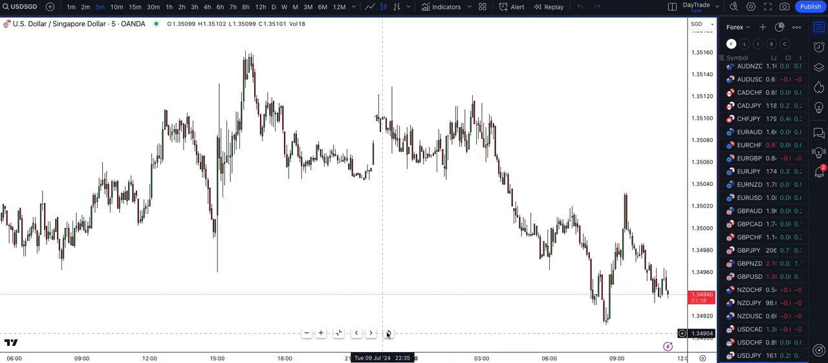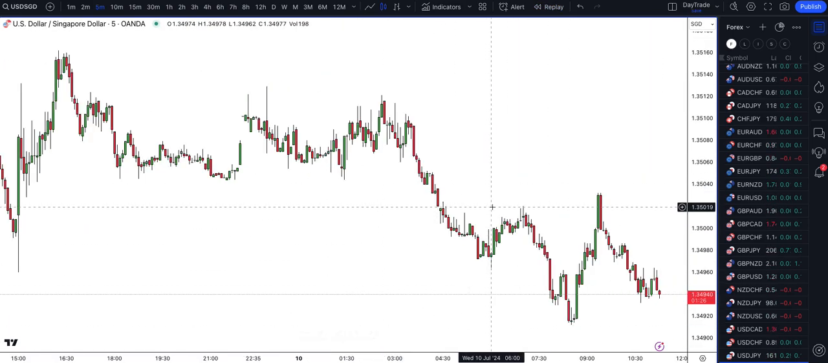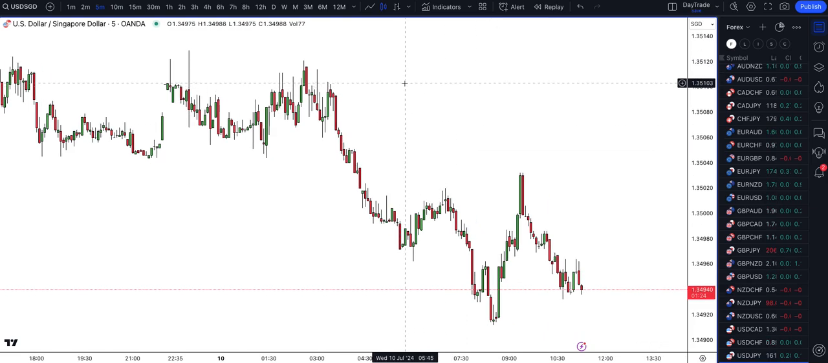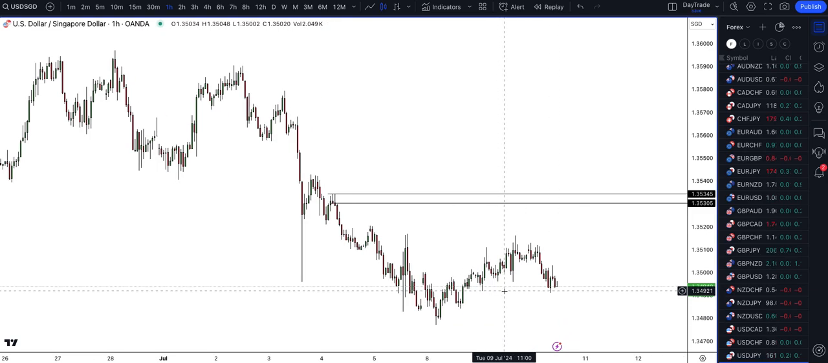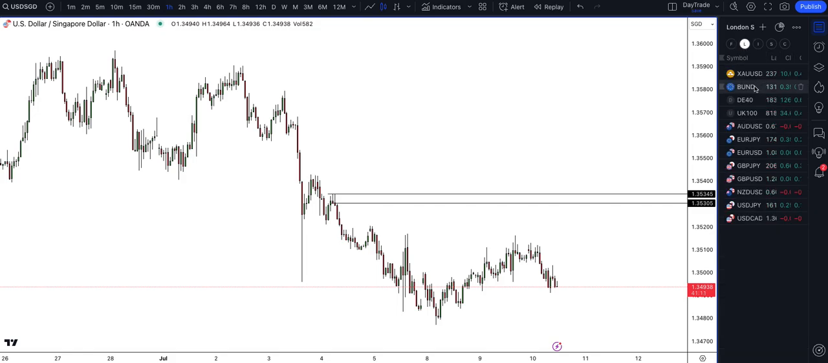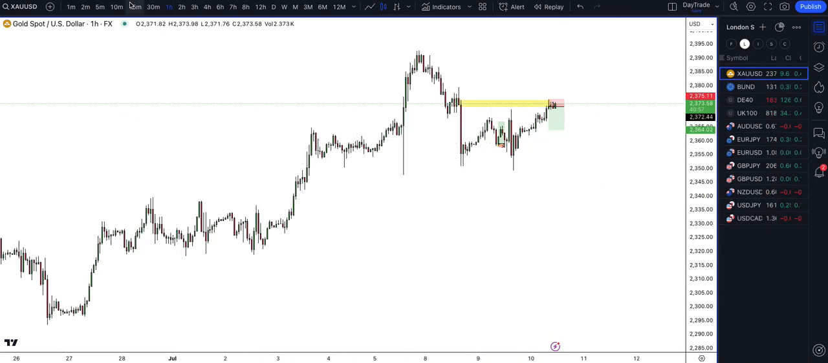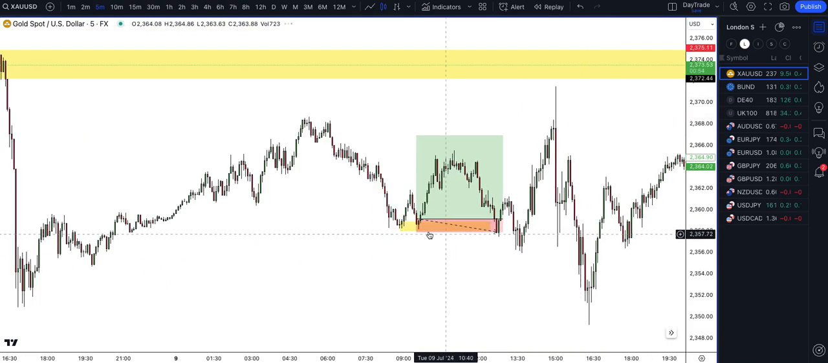And that is the FX outlook. I'll be posting my indices and commodities outlook later on as well, so you'll get both outlooks. And I'll also be posting the London session where we look at gold, the Bund, the DAX, the FTSE, Aussie dollar, euro yen, euro dollar, pound yen, pound dollar, Kiwi dollar, dollar yen, and dollar CAD. I think I actually had a trade on yesterday for gold.